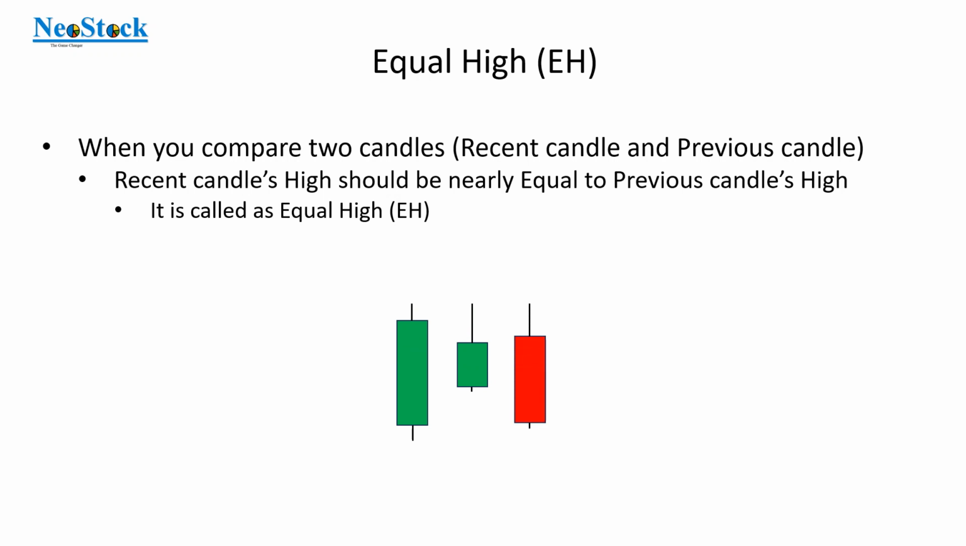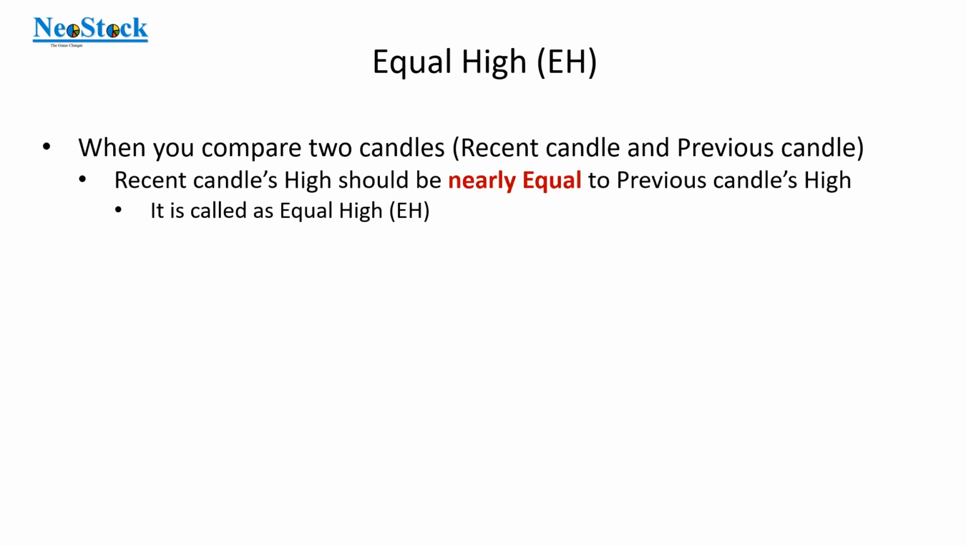Again the next 2 candles. Again you compare the highs. They are nearly equal. So the candle gets equal high formation. Even the next candle also gets equal high formation. So such kind of formation is called equal high. So let us understand what exactly the nearly equal in equal high.